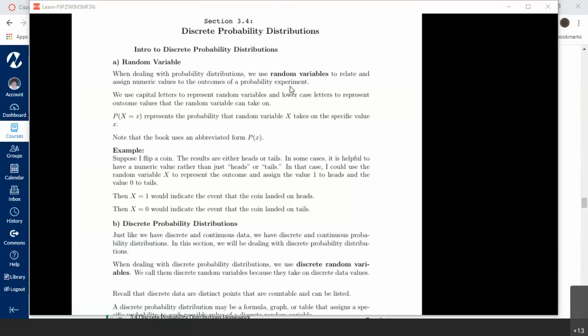Okay, so capital letters are usually used to represent the random variables, and lowercase letters represent outcomes. So if you see a capital X, you can think of that as a random variable that relates all the outcomes of an experiment to their respective probabilities. A lowercase x is pretty much the specific outcome you're interested in, say like 5 heads out of 10 flips of a coin.